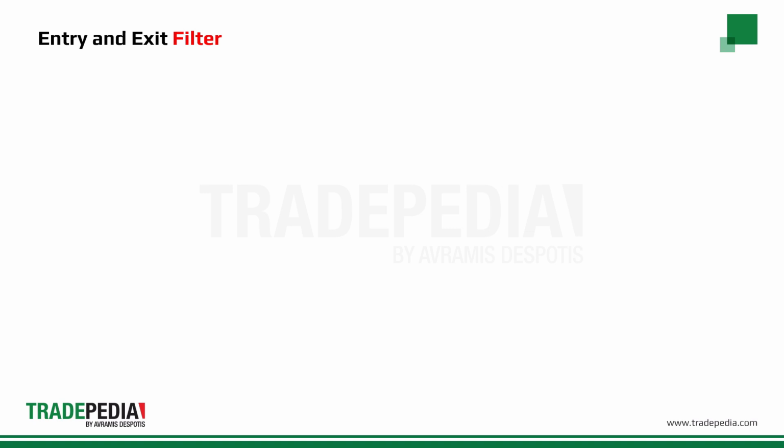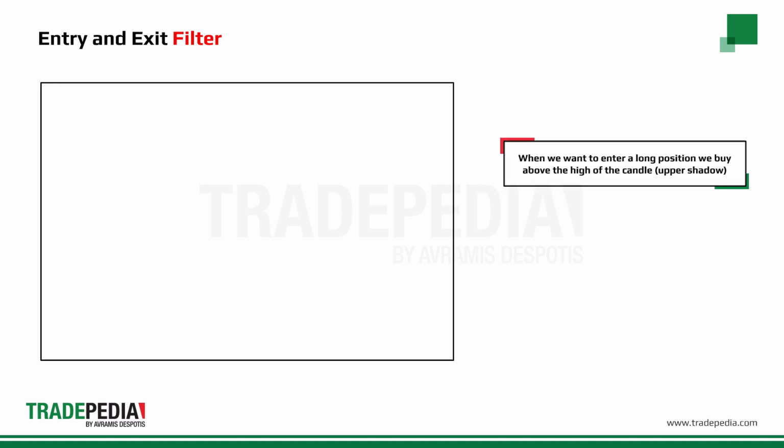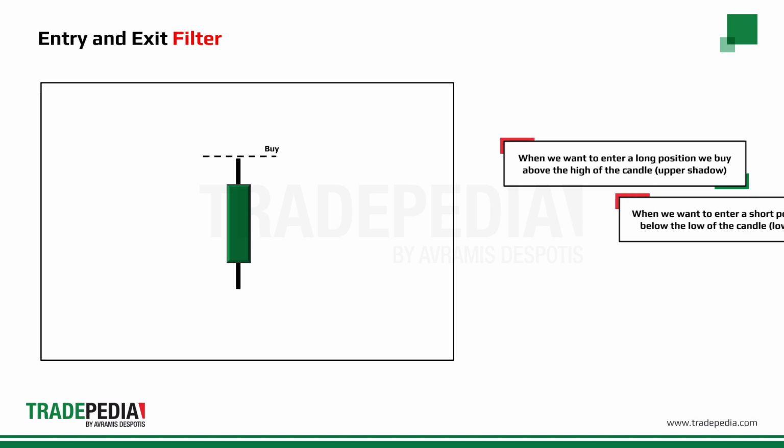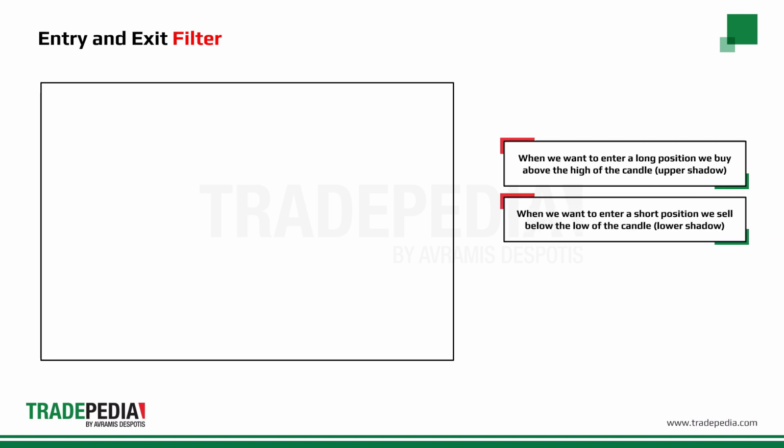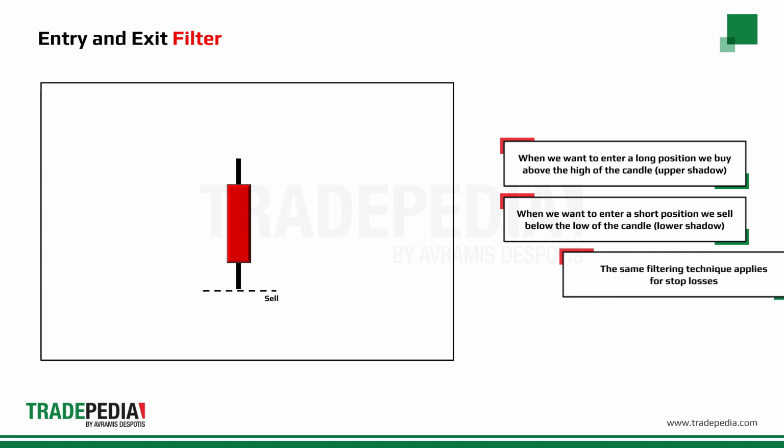Reversal big body candles are also used as an extra filter for further confirmation before entering a new trade or closing an existing one. When we have an entry signal and want to enter a long position, a buy can be executed above the high of the candle that generated the signal or confirmed the setup. When we have an entry signal for a short position, a sell can be executed below the low of the candle that generated the signal or confirmed the setup. The same filtering technique applies for stop losses and when exiting an existing position.